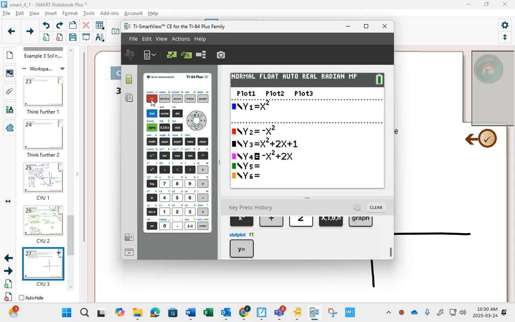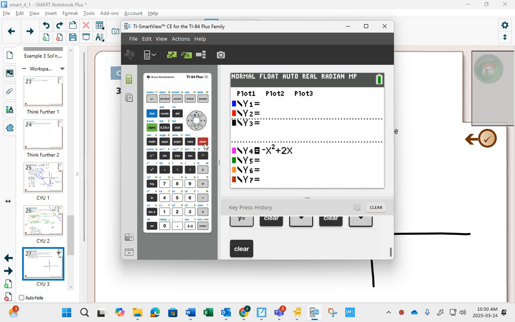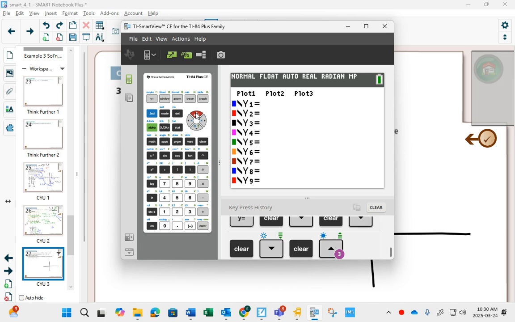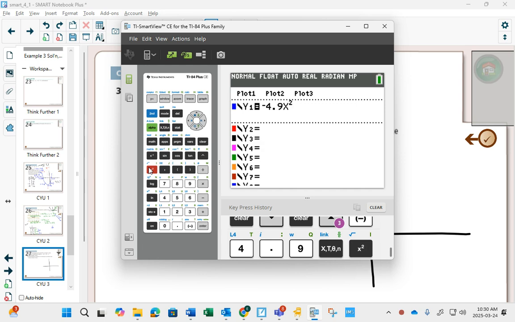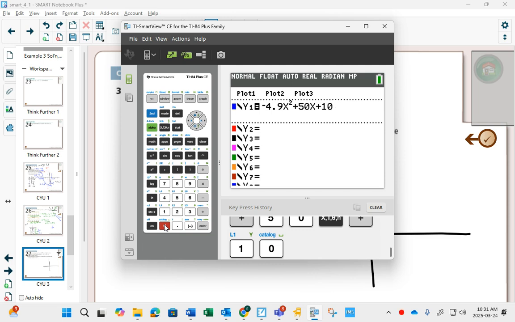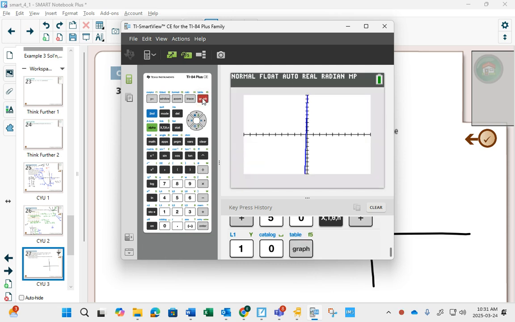So I go to y equals, maybe I'll clear out all of the other ones. And I have a negative 4.9x squared plus 50x plus 10. And when I go to graph it right now, this is what shows up. That doesn't look very parabola-like. Okay, but I know this parabola opens down, so does it make sense that it should loop up over here and go to the right?